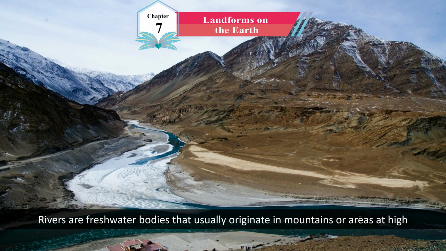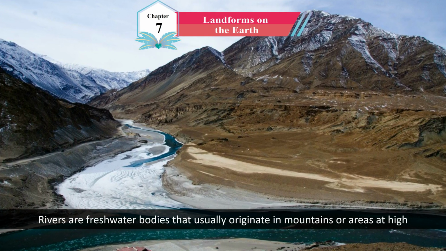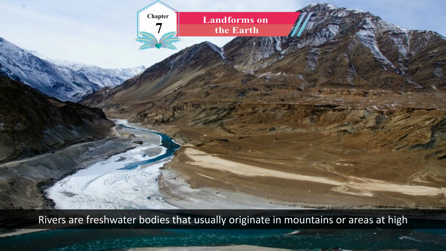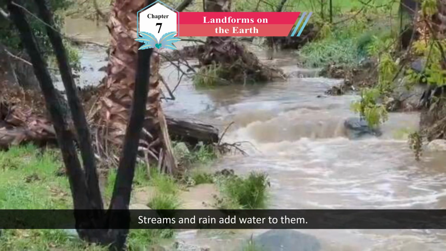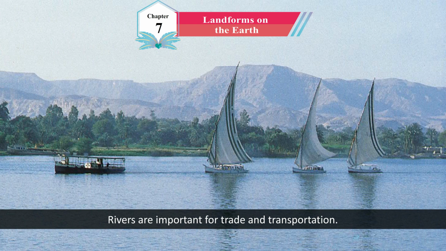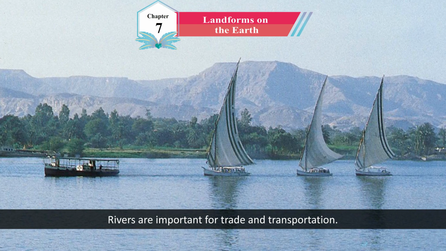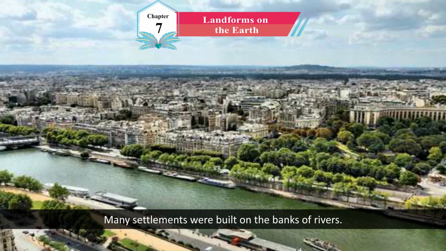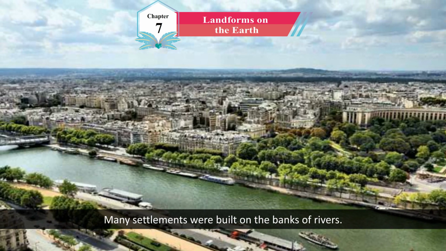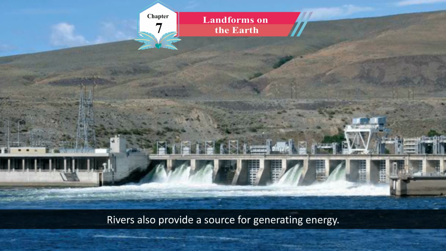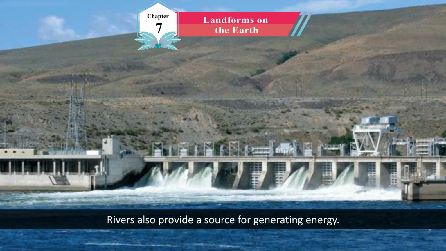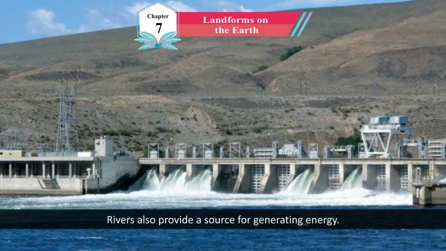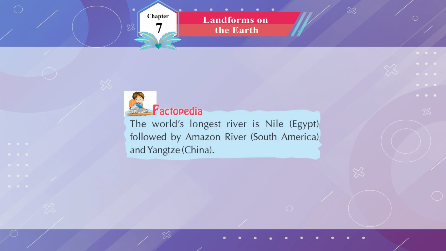Rivers. Rivers are freshwater bodies that usually originate in mountains or areas at high altitude. Streams and rain add water to them. Rivers are important for trade and transportation. Many settlements were built on the banks of rivers. Rivers also provide a source for generating energy. Factopedia. The world's largest river is the Nile, Egypt, followed by the Amazon River, South America, and Yangtze, China.